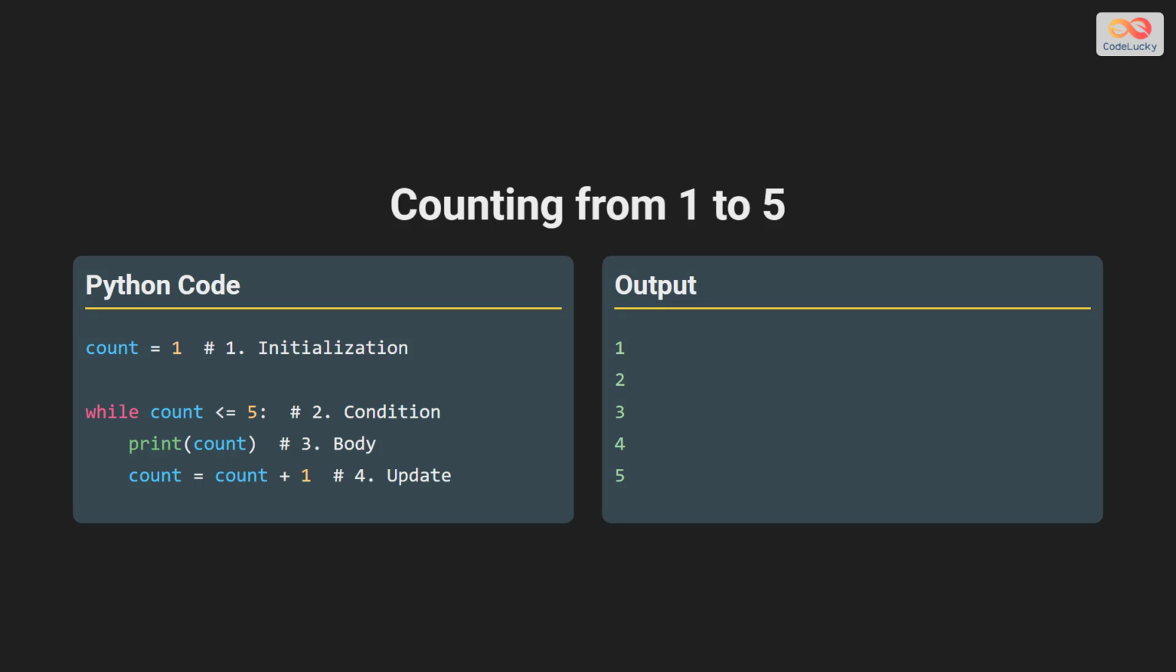Let's look at a practical example of counting from 1 to 5. We start by initializing a variable called count to 1. The while loop continues as long as count is less than or equal to 5. Inside the loop, we print the current value of count, and then, importantly, we increment count by 1. This update step ensures the loop will eventually end.